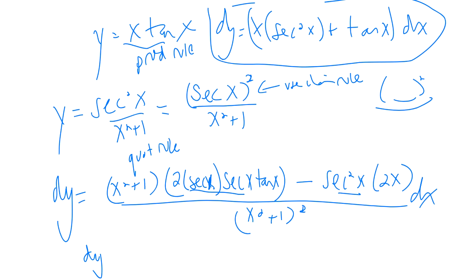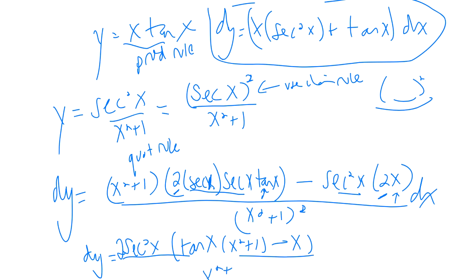If you don't write it on interim steps as long as you write it in your final answer, I'm okay with that. But it's a good idea to keep writing it so you don't forget it. So I have secant squared x as a common factor. I'll pull out to the front. And I'd be left with the tangent of x. Actually, you know what? I have a 2 in each one too, don't I? So I'll bring out 2 secant squared x. I'm going to be left with tangent of x here times x squared plus 1. And then I'm going to have minus x from this right here that I didn't pull forward. All over x squared plus 1 squared.